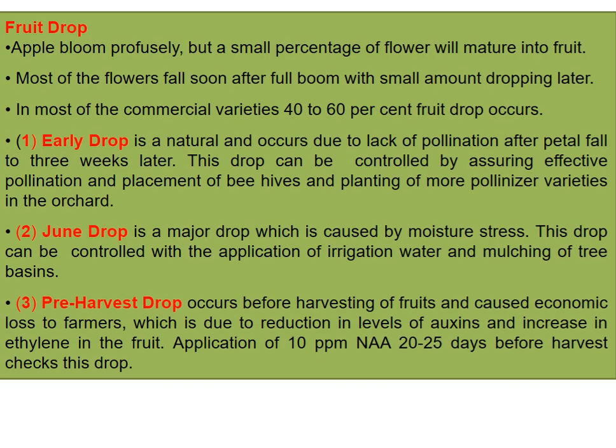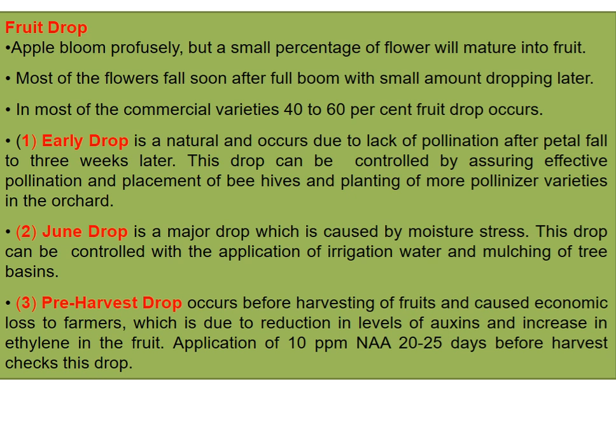Fruit drop. Apple blooms profusely, but a small percentage of the flowers will mature into fruits. Most of the flowers fall soon after the full bloom, with a small amount dropping later. In most of the commercial varieties, 40 to 60% fruit drop occurs. Early drop is natural and occurs due to the lack of pollination, from petal fall to 3 weeks later. This drop can be controlled by assuring effective pollination, the placement of beehives and the planting of more pollinizer varieties in the orchard.